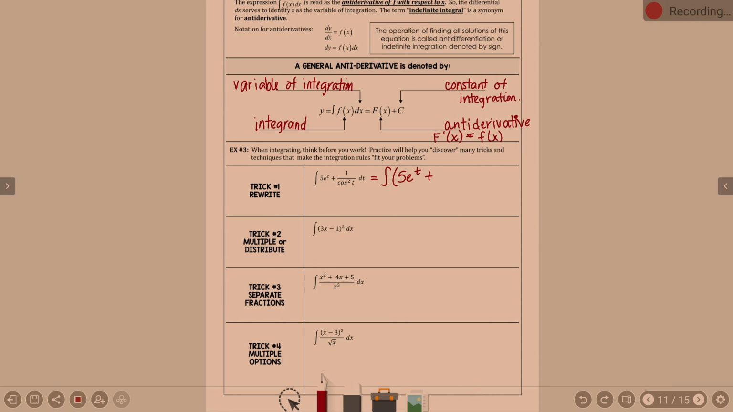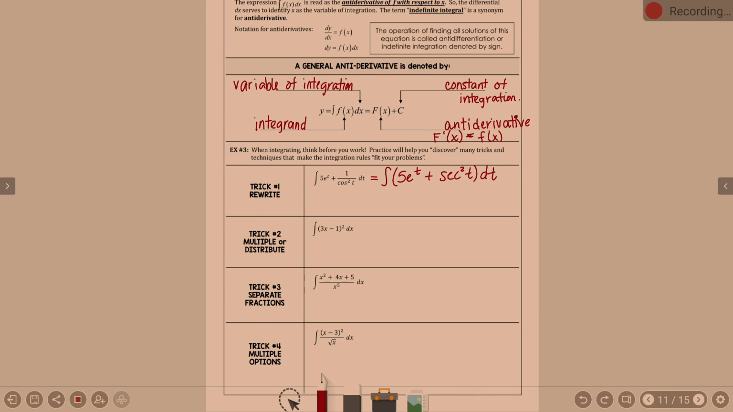Now, reciprocal trig functions here. What's the reciprocal of cosine? That is secant. So cosine squared in the denominator is equivalent to secant squared in the numerator. It comes with practice, folks. It's rough right now. The more you work with this, the more you'll see it.